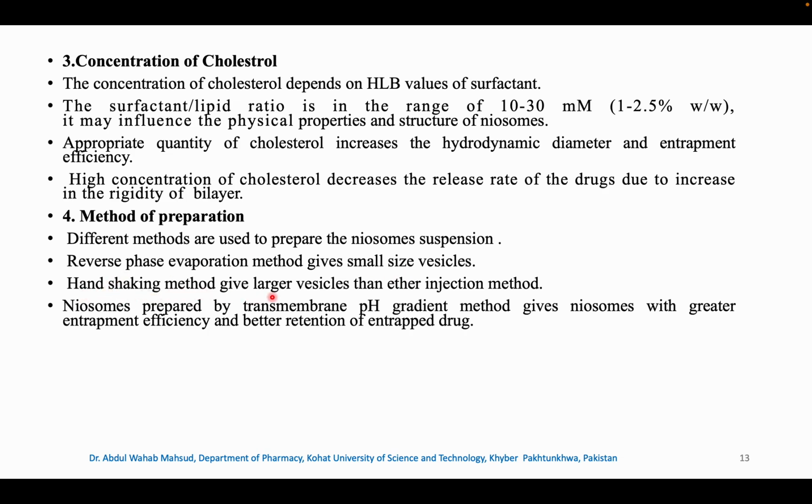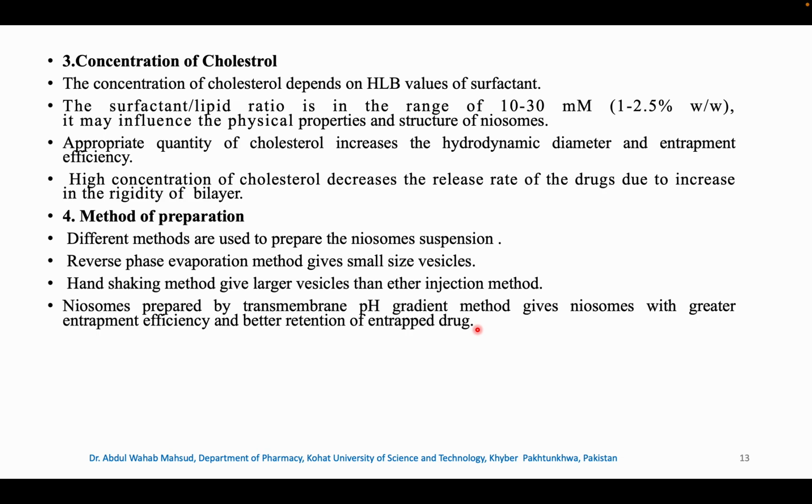Hand shaking method gives larger vesicles than the ether injection method. Ether injection and hand shaking are different methods which are used for the preparation of niosomes. Niosomes prepared by the transmembrane pH gradient method give niosomes with greater entrapment efficiency and better retention of entrapped drugs.